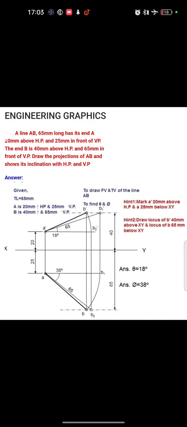You have to draw A dash B1 dash line. The length is 65 mm. Same way you have to draw A B2 line, which is the length is 65 mm.